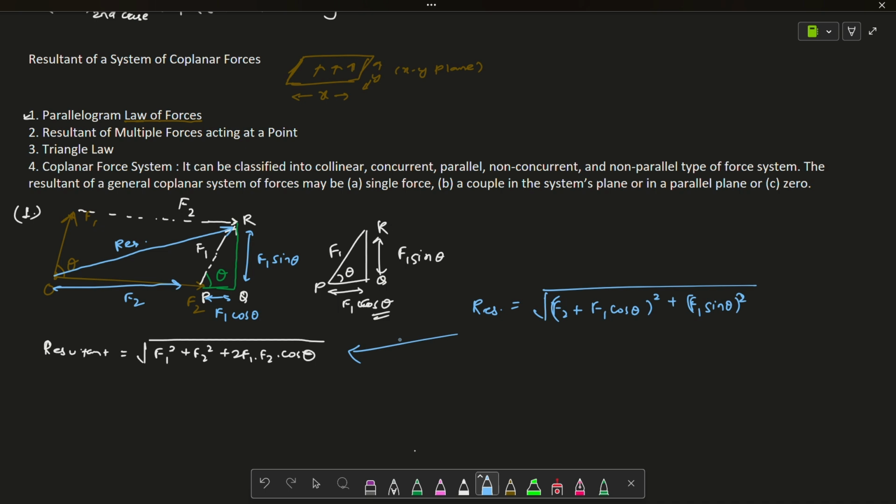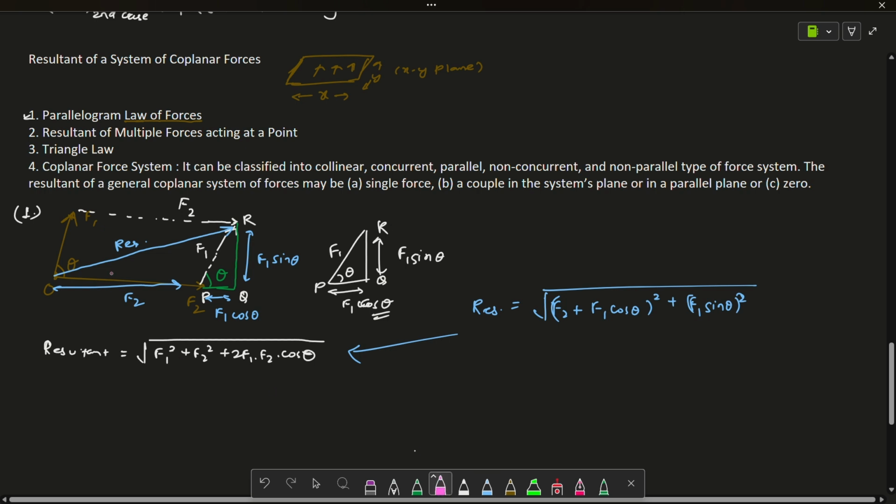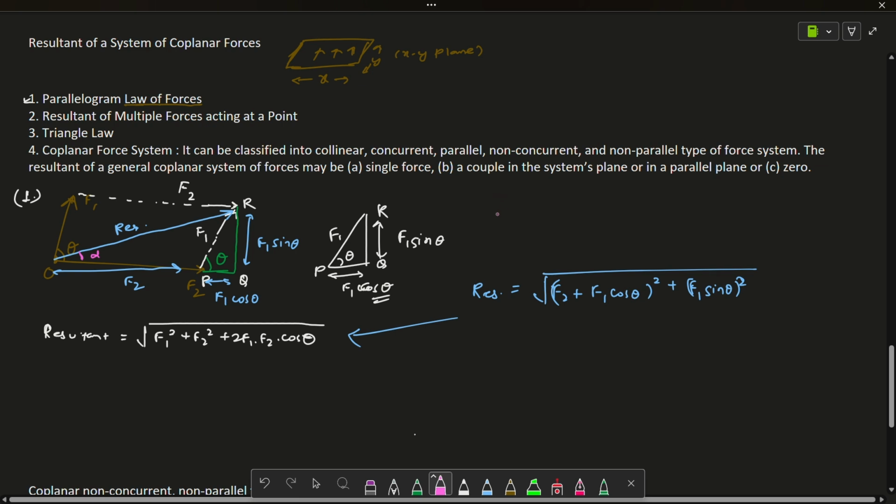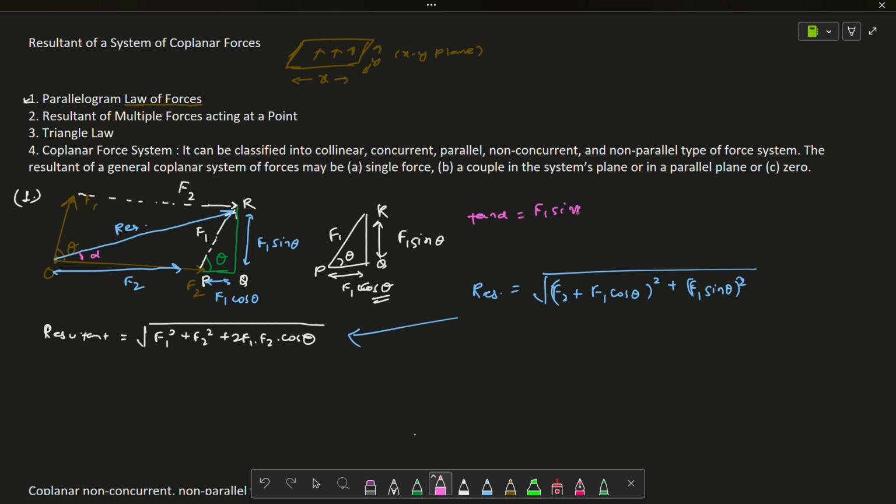So this is pretty simple. Now we have to find out the angle. Let's say this resultant makes some angle with respect to F2, and let's call that angle alpha. What should be the angle alpha? That means from the horizontal line, how much angle the resultant is making. We can calculate it as tan alpha equals F1 sin theta over F2 plus F1 cos theta. You can simply see this in the triangle. So this is the angle for the resultant.